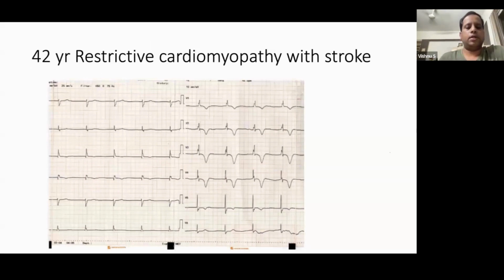Can anyone tell about the ECG? A 40-year-old with restrictive cardiomyopathy with stroke. ECG. Can anyone describe the ECG? Salient findings in the ECG, only single words. You don't have to tell the diagnosis.